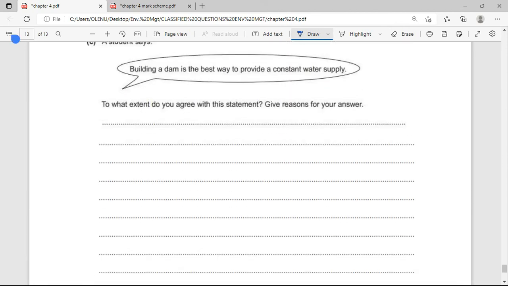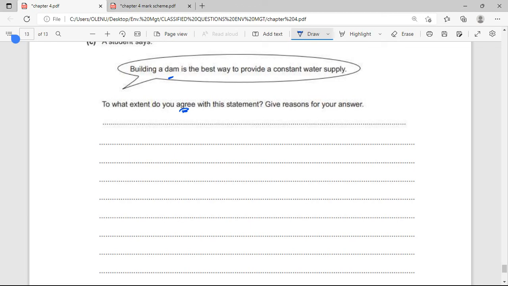Suggest building a dam is the best way to provide a constant water supply. To what extent do you agree with this statement? So this is an argumentative essay. The first thing you need to look at is the advantages of a dam, and to what extent, you look at the advantages of a dam.